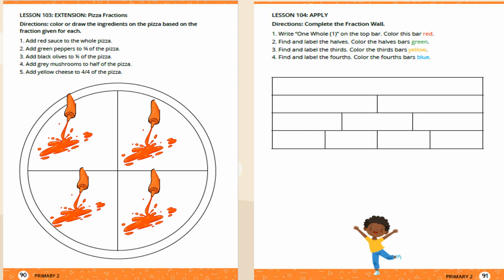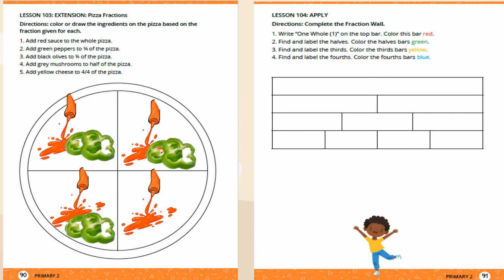to 3 over 4 of the pizza means that I will put 3 parts. Number 3, add black olives to 1 over 4 of the pizza means that I will put on 1 part. Add green mushrooms to half of the pizza means that I will put on 2 parts.